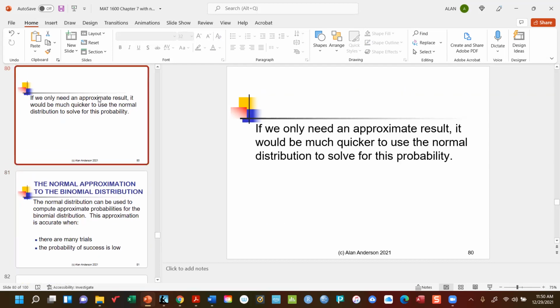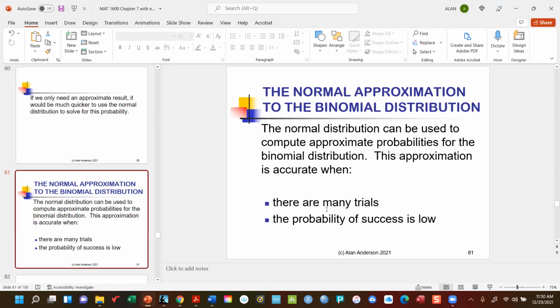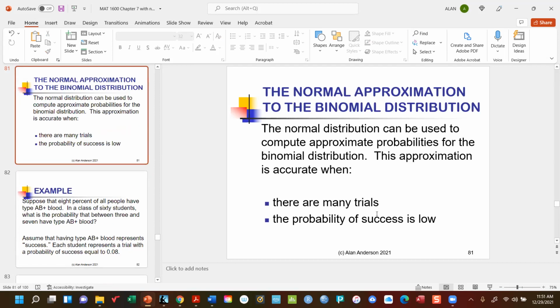So how would this work? Well, first of all, we're only going to use it for cases when we have a large number of trials, and the probability of success should ideally be relatively low. If not, the approximation will not be quite as close, although we can still certainly do so. So we'll assume that when we use this approach, we've got a large number of trials and the probability of success is relatively low. So let me show you a quick example of this.